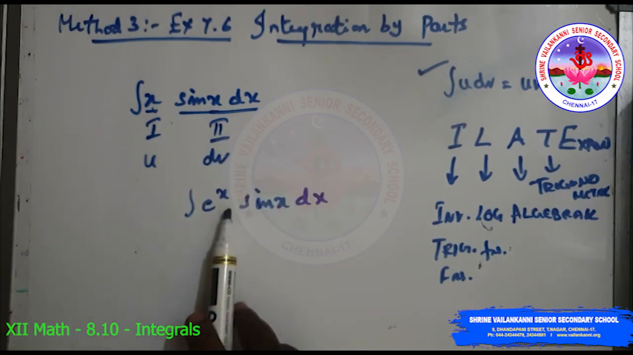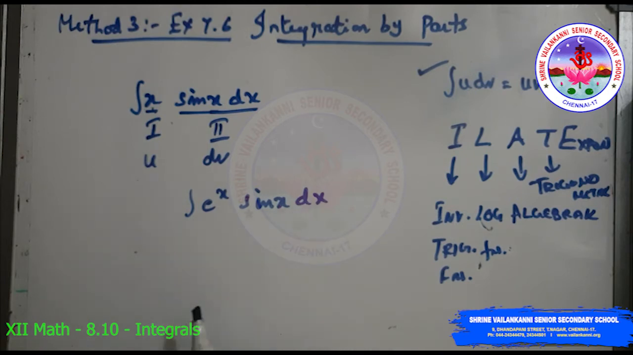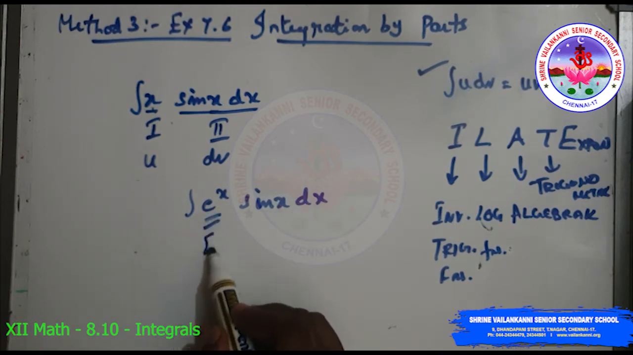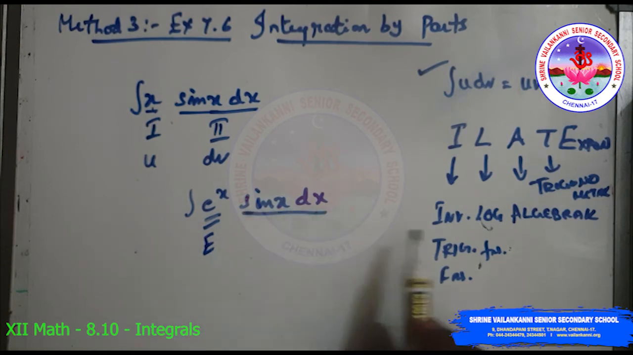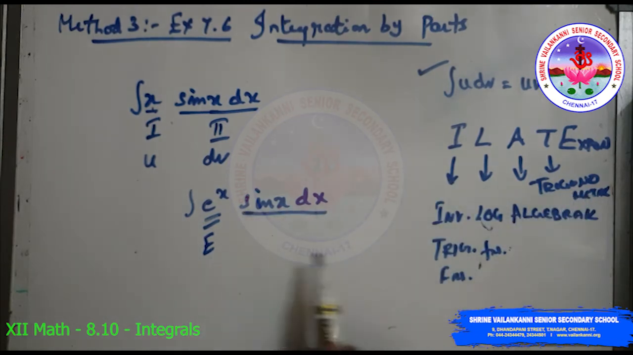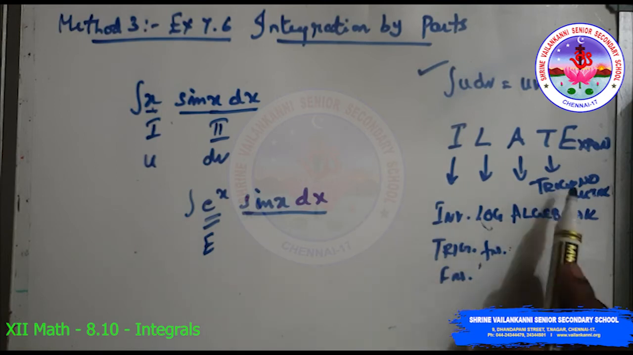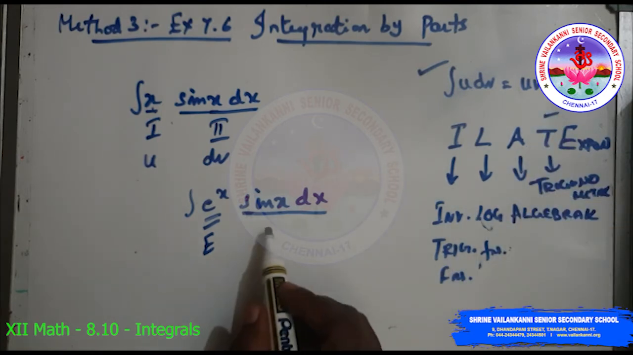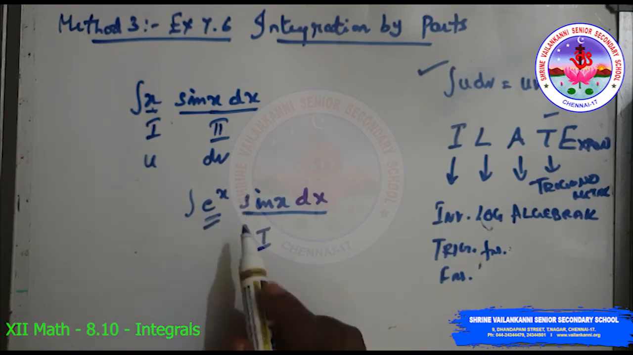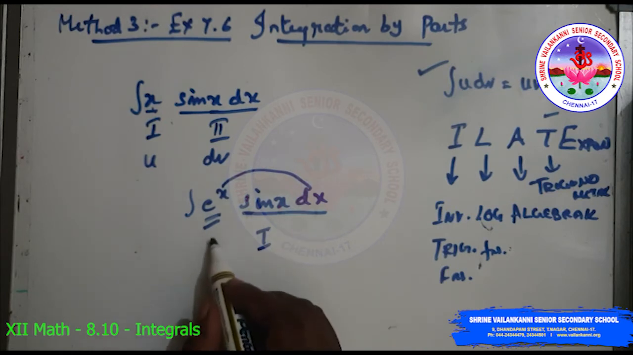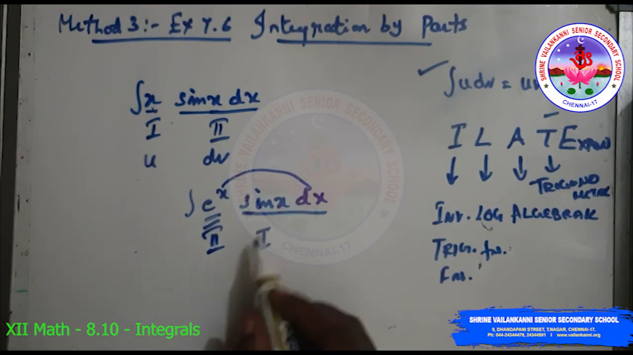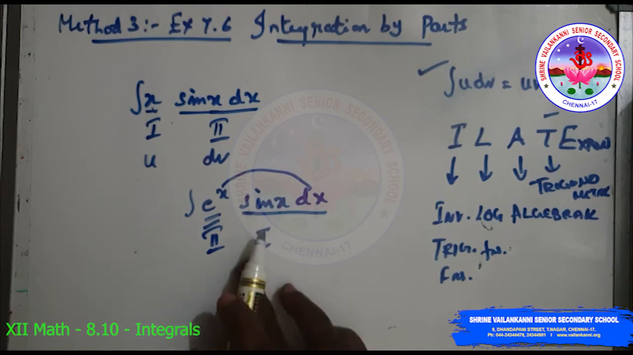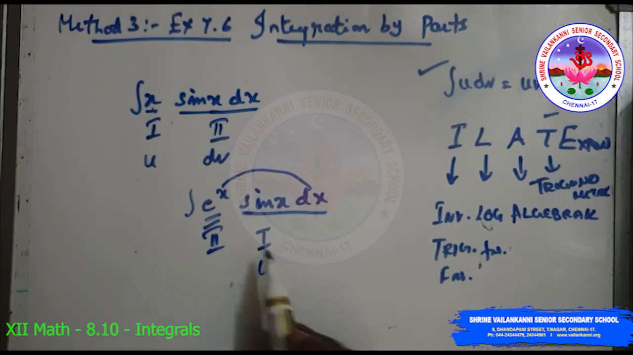Take integral of e power x sin x dx. e power x is an exponential function, and sin x is a trigonometric function. Which one comes first? Trigonometric function comes first. So sin x I am taking as the first part, and e power x dx as the second part. So the first part is sin x, which is u, and the second part is e power x dx, which is dv.